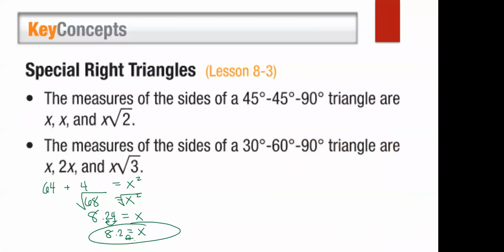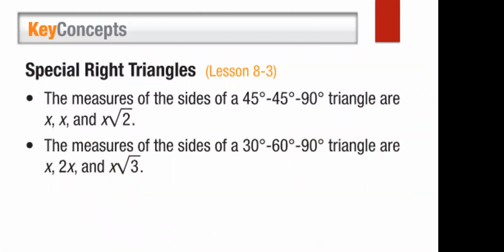So next problem. This next section actually talks about special right triangles. And this says the measures of the sides of a 45, 45, 90-degree triangle are x, x, and x times the square root of 2. And then the measures of the sides of a 30, 60, 90-degree triangle are x, 2x, and then x times the square root of 3. Okay?